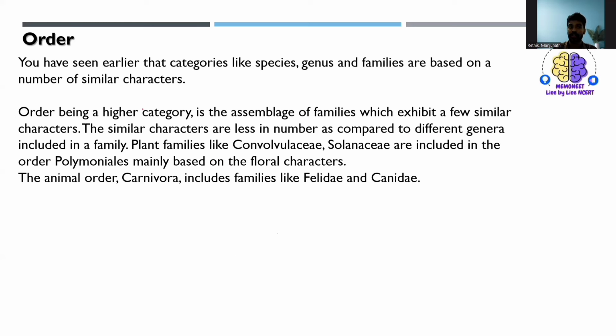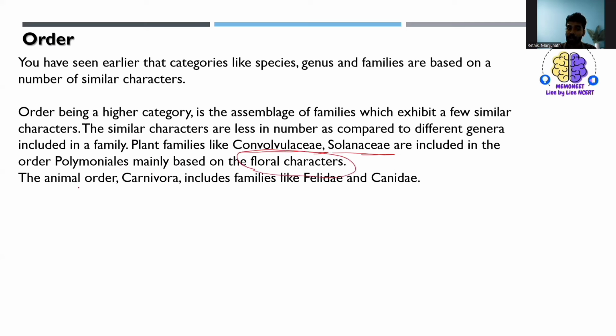See, when I'm talking about the order, we have to see that characteristics like species, then genus and family are based on the number of similar characteristics. When we start getting into the higher category, the assemblage of these families will exhibit very few similar characteristics. That means the similar characteristics are fewer in number when compared to the genus and the family. So plant families like Convolvulaceae as well as Solanaceae are included in one order, that is Polemoniales, mainly based on their floral characteristics.